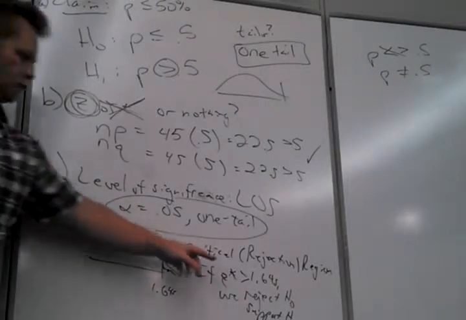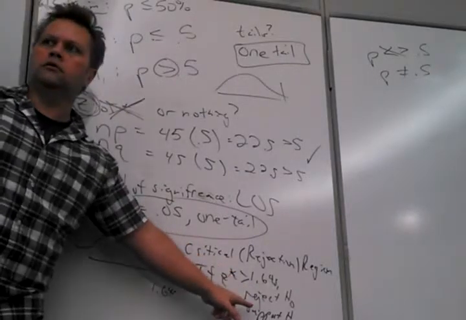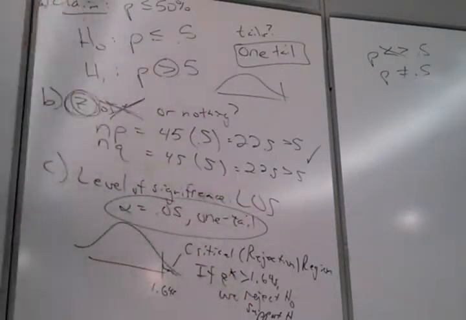So that's why you either reject the null and support the alternative, or fail to reject the null and fail to support the alternative. That's the only 2 things you could do. Sounds like I said 4, but I just said 2 things.